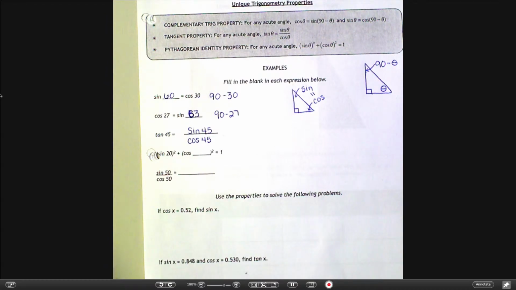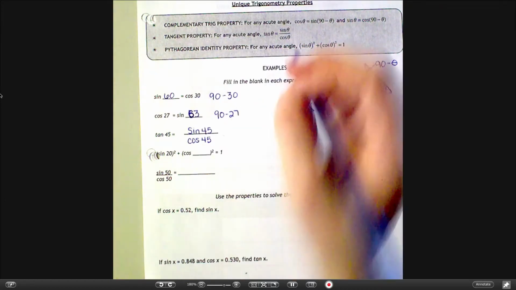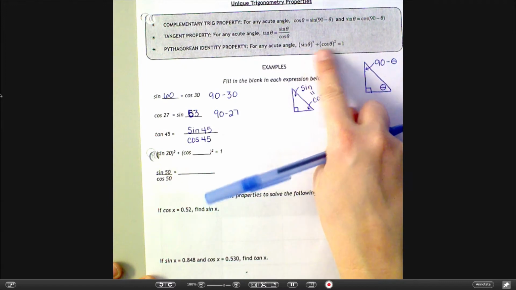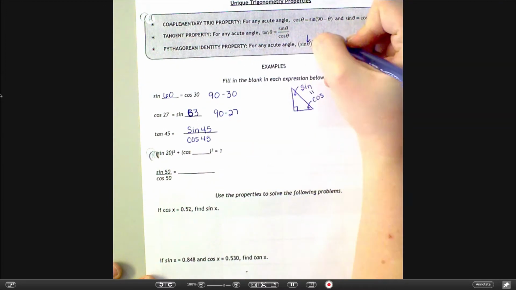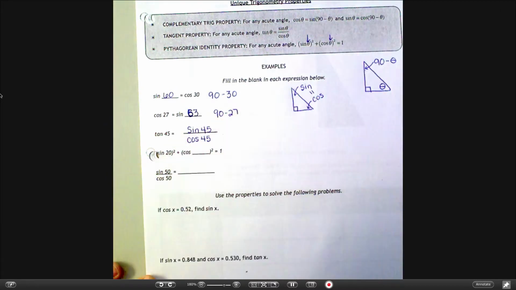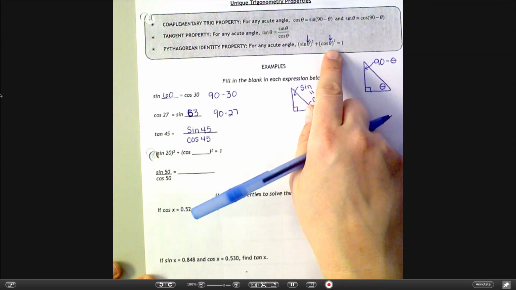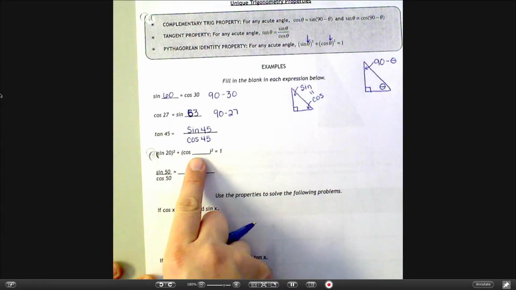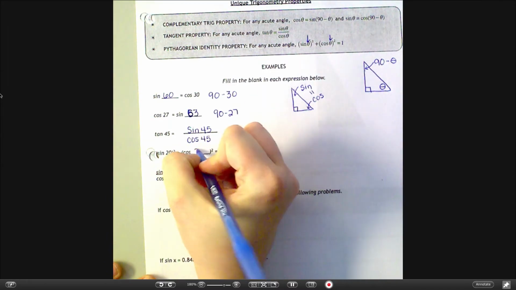Okay, this next one says sine of 20 squared plus cosine of something squared equals 1. Well, that's this property. Can you see that? Do you see how that sort of matches up with that? Are these two angles exactly the same? Is this a theta and a theta? Okay, so those two angles should be exactly the same. So what should this be? 20, yeah. 20.